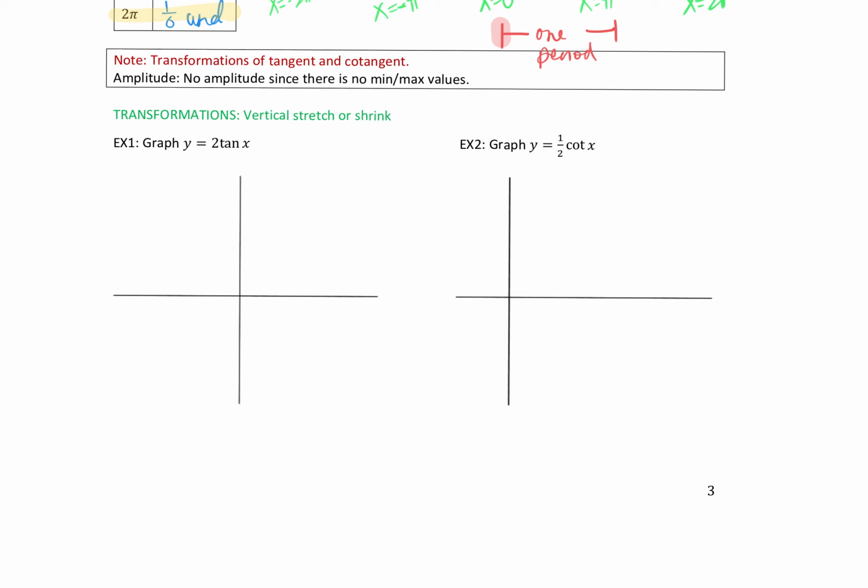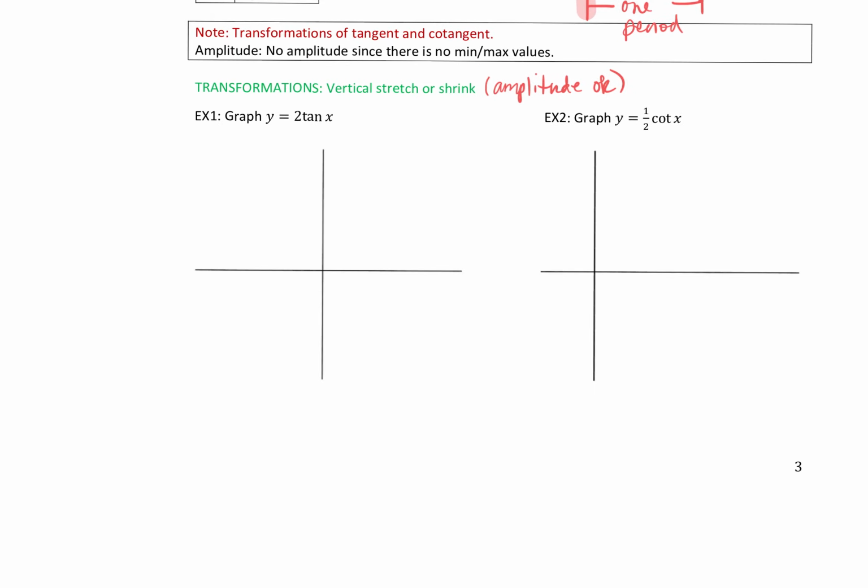So this would actually be called a vertical stretch or shrink. However, if this is an exam or homework and you wanted to use the word amplitude, that's okay by me. It might not be okay by your book. So you can either say a vertical stretch or a vertical shrink by whatever the number is, or you could just say amplitude and state what the amplitude is. But when we change the amplitude for tangent and cotangent, we're not changing where their asymptotes are.